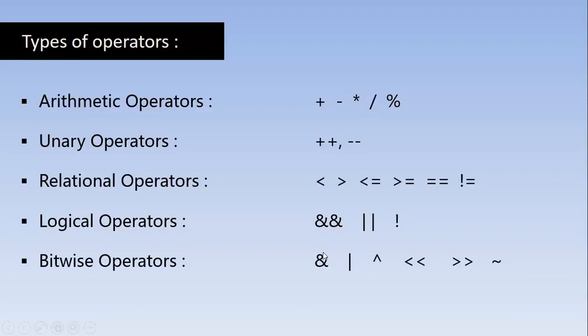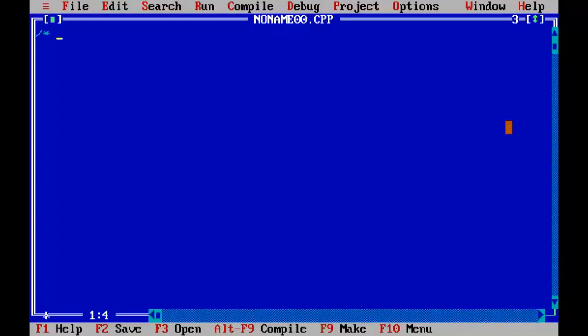Starting from the left, this is bitwise AND or binary AND. This is bitwise OR. This is bitwise XOR. And a pair of less than symbols represent the bitwise left shift operator. And this is bitwise right shift operator, and this is one's complement. So now we'll learn a program demonstrating both the increment and decrement operators.